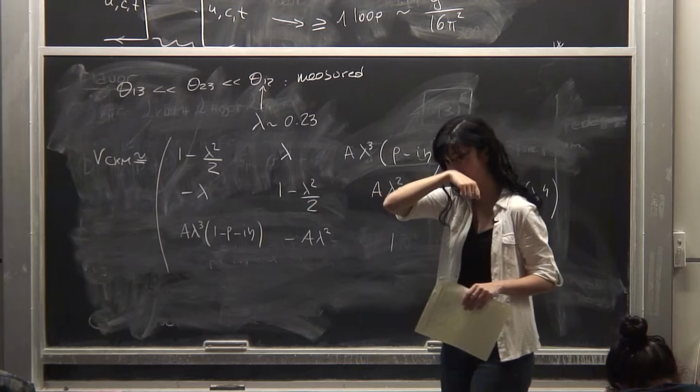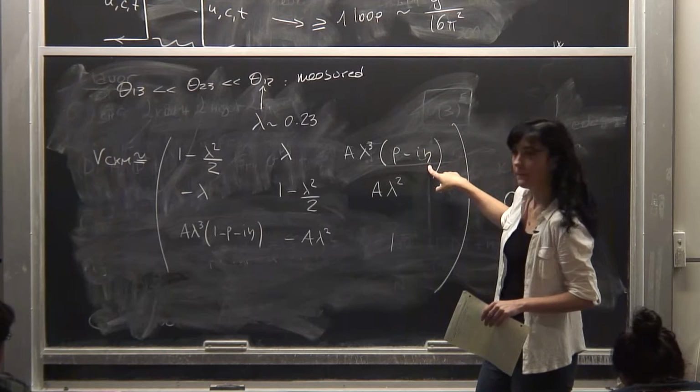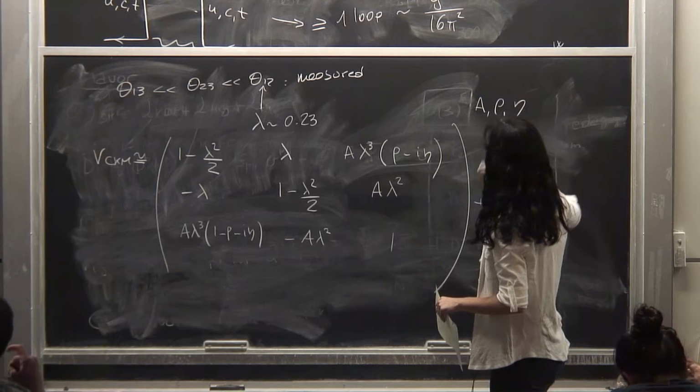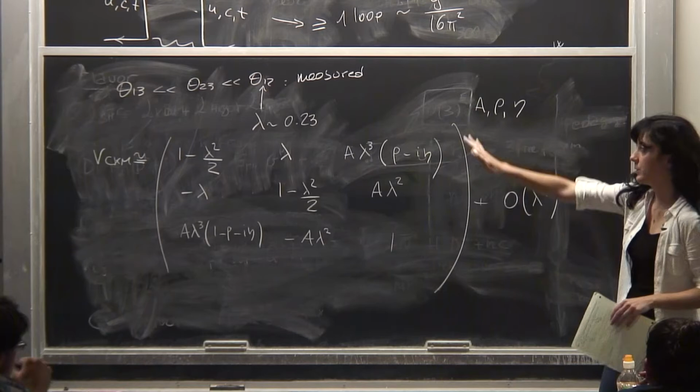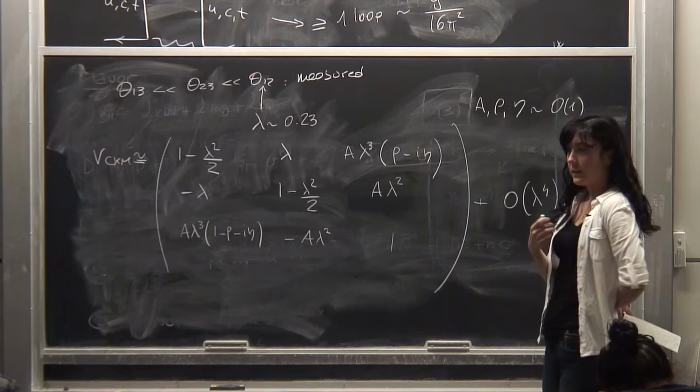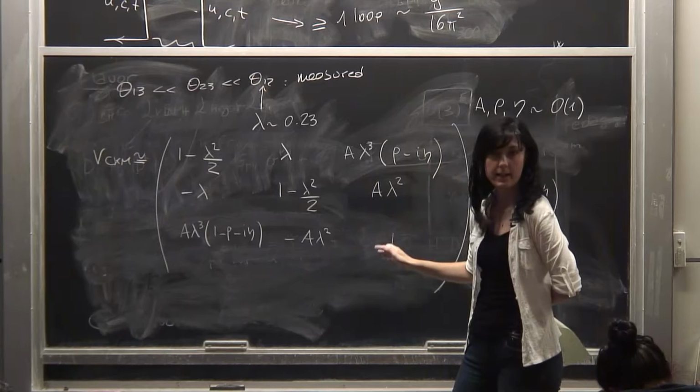You see that you have additional free parameters, as we would expect. You have this A, rho, and eta. We would expect them to be of order 1, since we do this expansion. Also, what you see from this matrix is that it can be seen as the identity plus corrections.